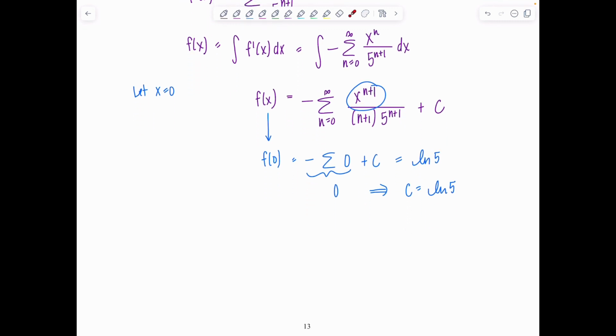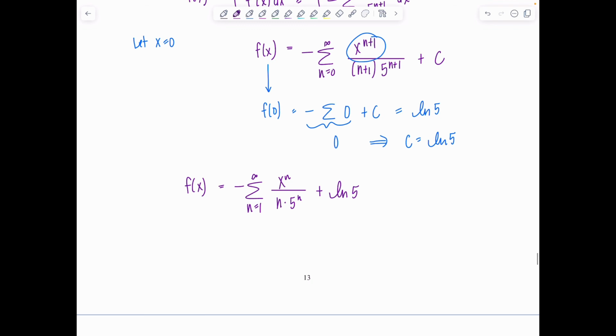Just remember, you don't want to leave this to the n plus 1 if possible. Everybody's to the n plus 1. It's just begging us to start at 1 instead, right? So I can write f of x as negative sum n equals 1 to infinity x to the n over n times 5 to the n plus ln of 5. And you know I'm not going to leave it like that because we got to put the positive term in the front. Otherwise, it just looks ugly.